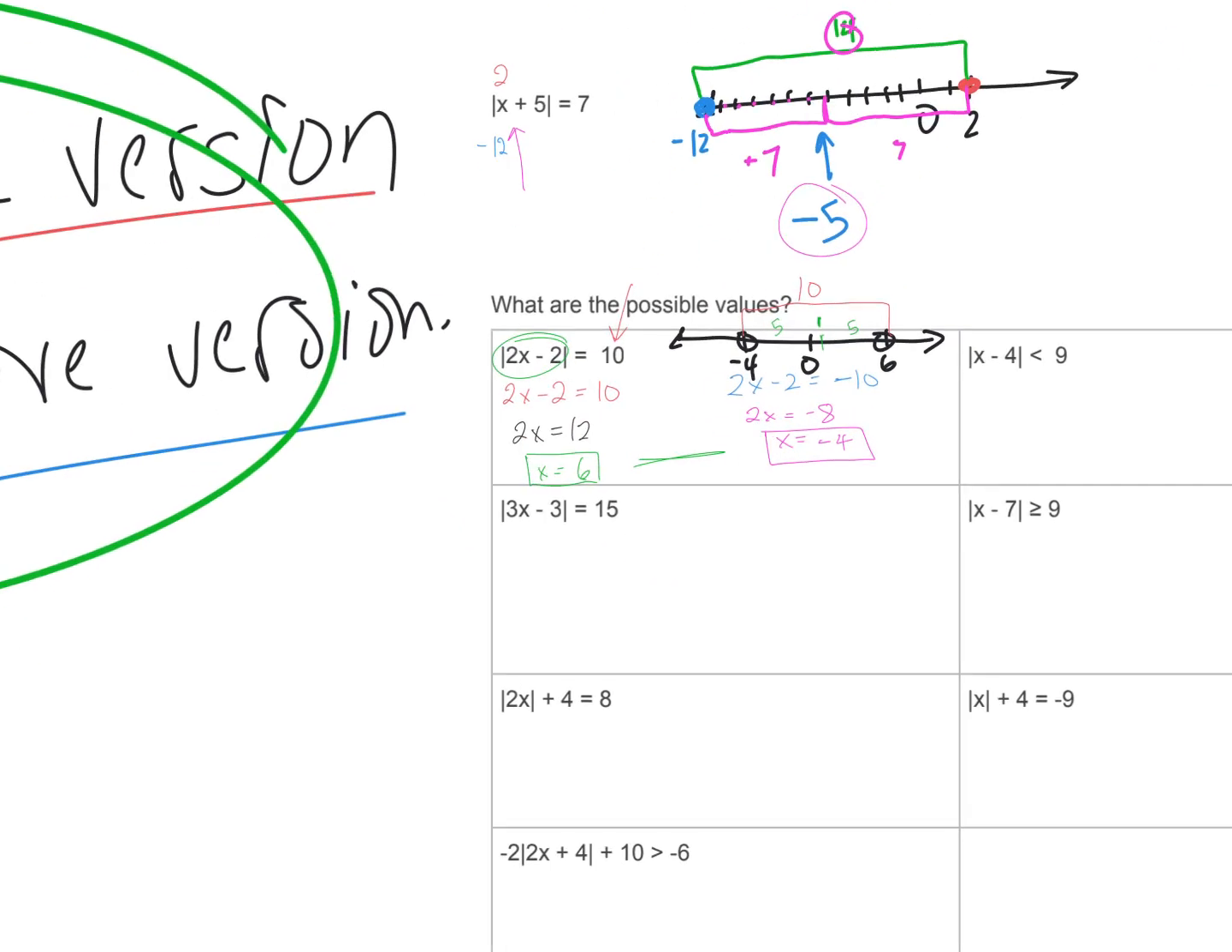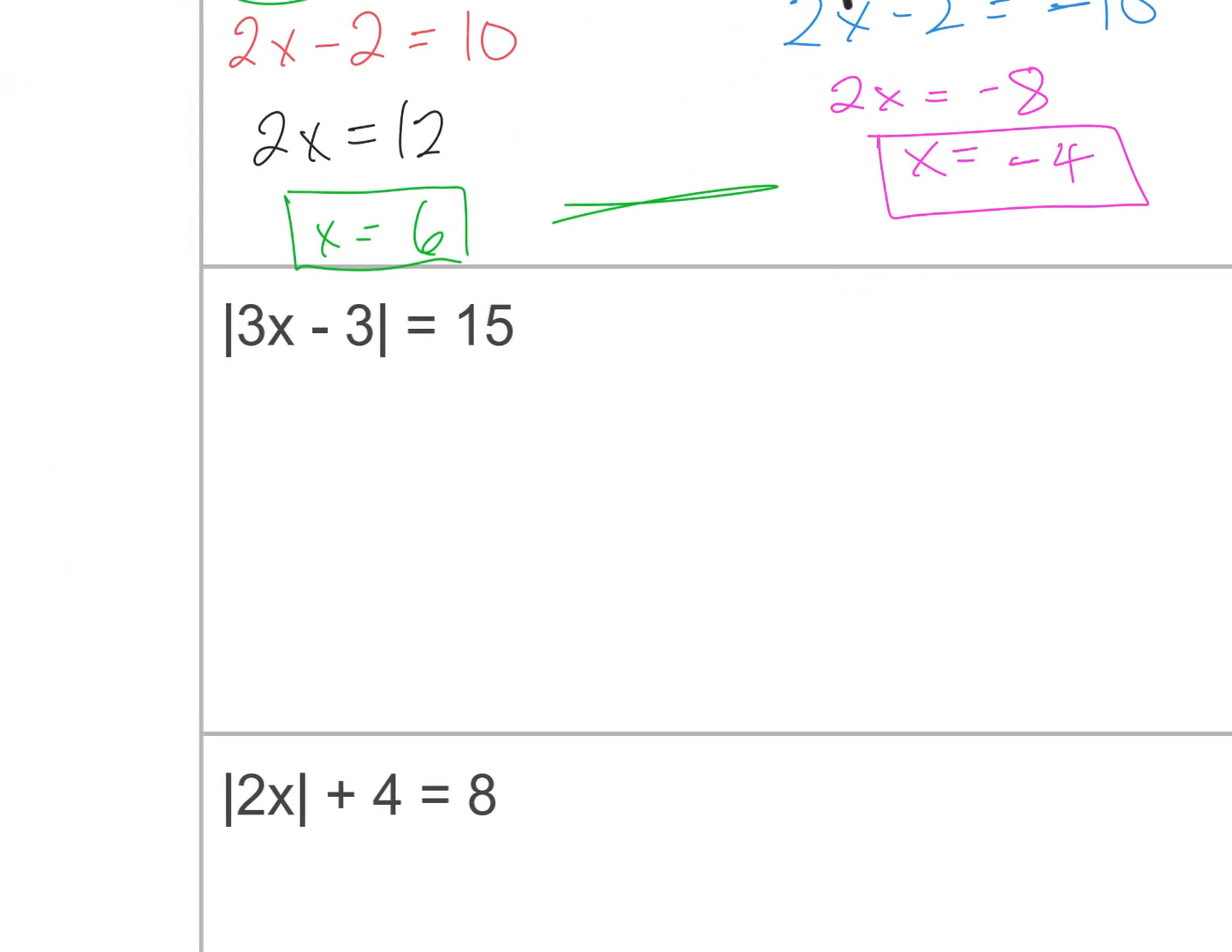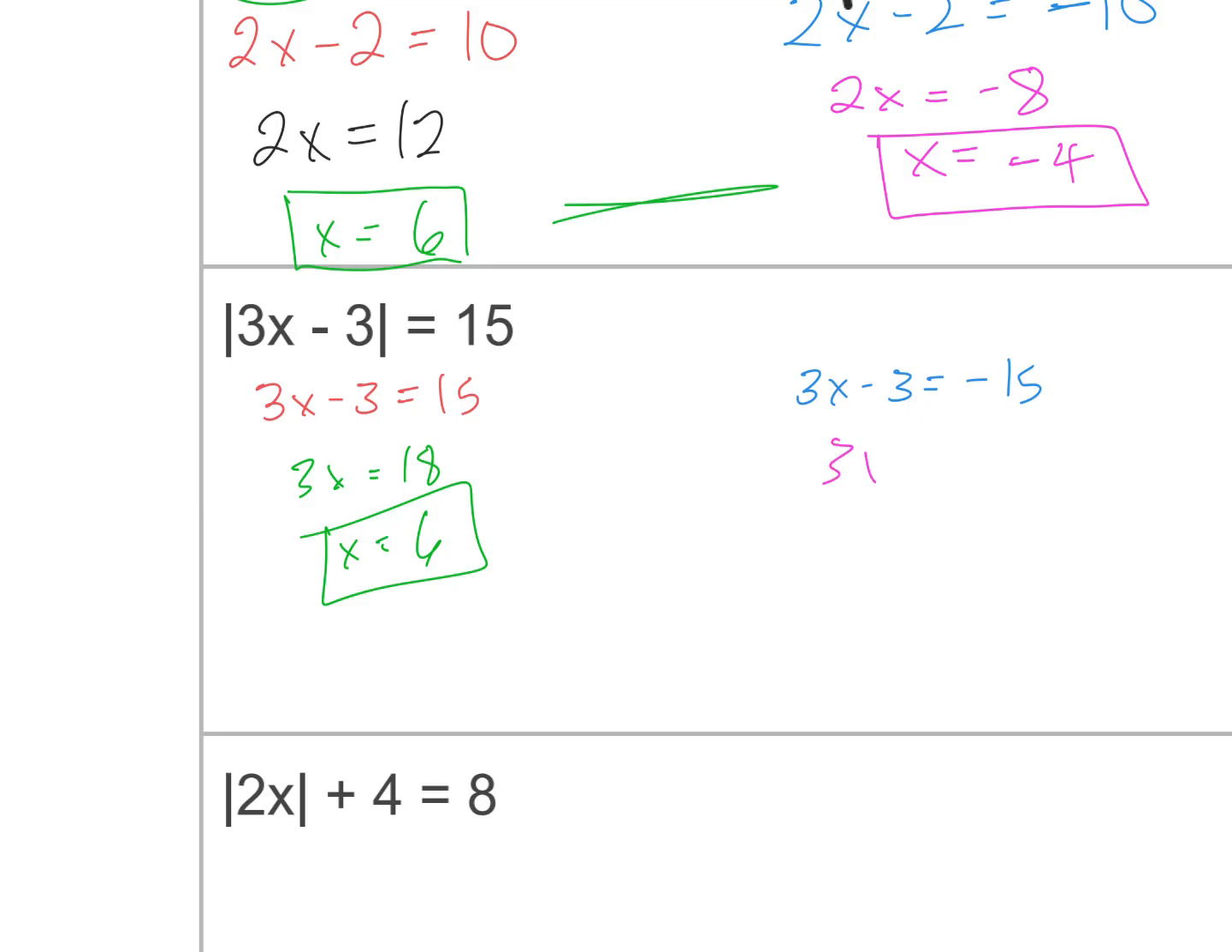Let's do this next one right here. We're going to have a positive version. We're going to have a negative version. Remember, all we're doing is dropping the absolute values, having that one be positive, having that one just be copy-paste, and then one of them is negative, okay? So add 3, divide by 3, x is 6. Add 3, divide by 3, we're done.